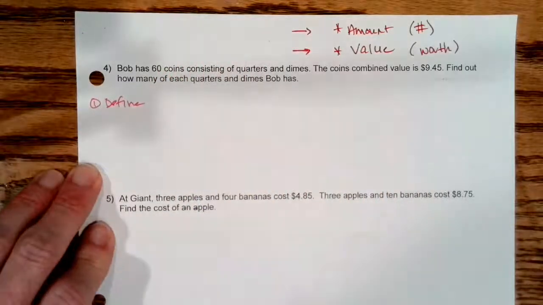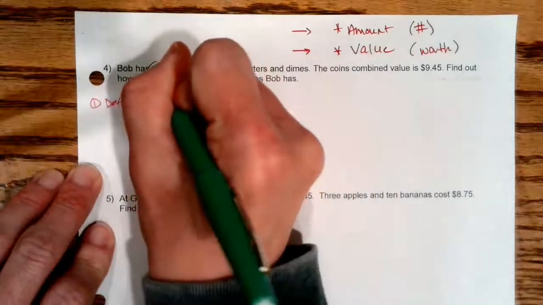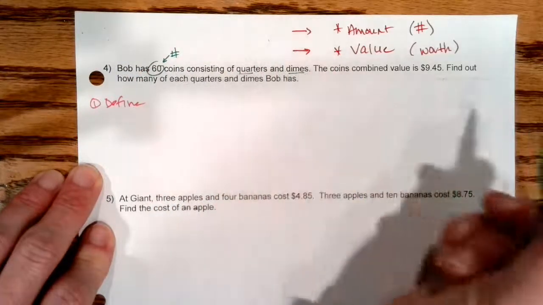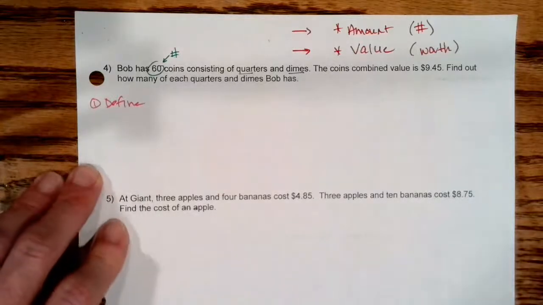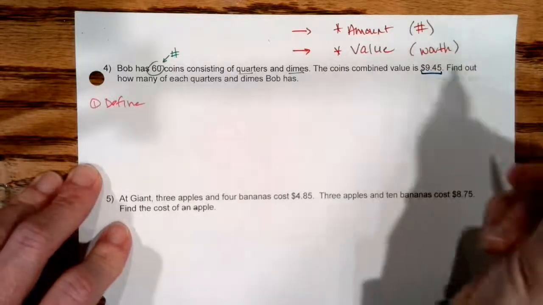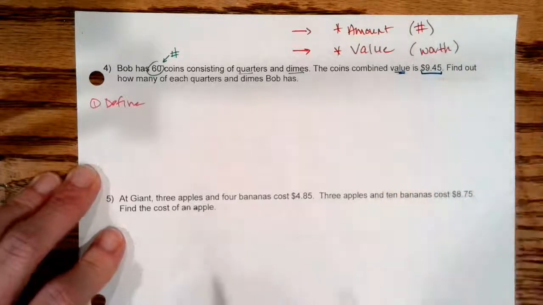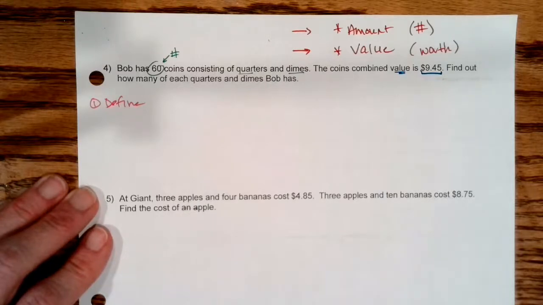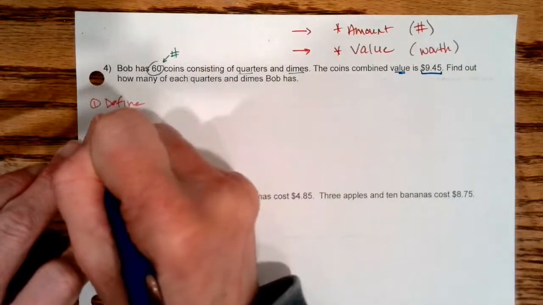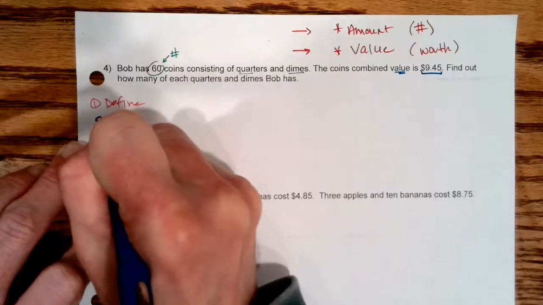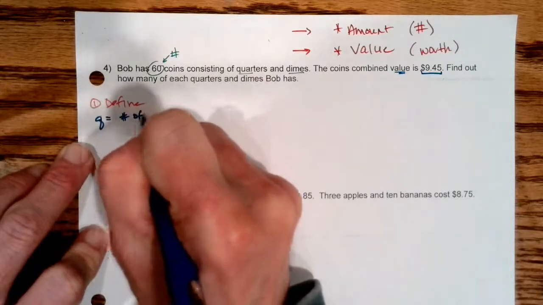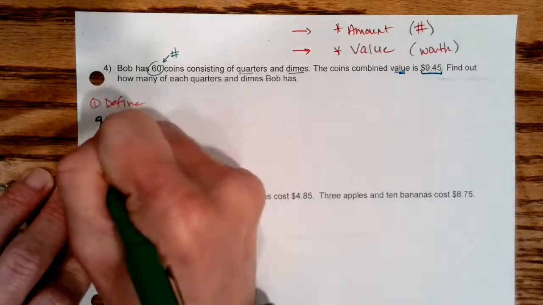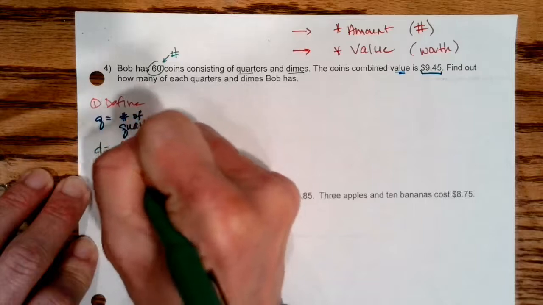60 coins. That 60 coins sounds like it's going to be a number to me. He's got quarters and he's got dimes. The coins' combined value is going to be $9.45. There it is. It says it right there. How many of each, quarters and dimes, does Bob have? So when I go to define my variables, I'm going to go ahead and let Q represent my number of quarters. And I'm going to go ahead and let D represent my number of dimes.